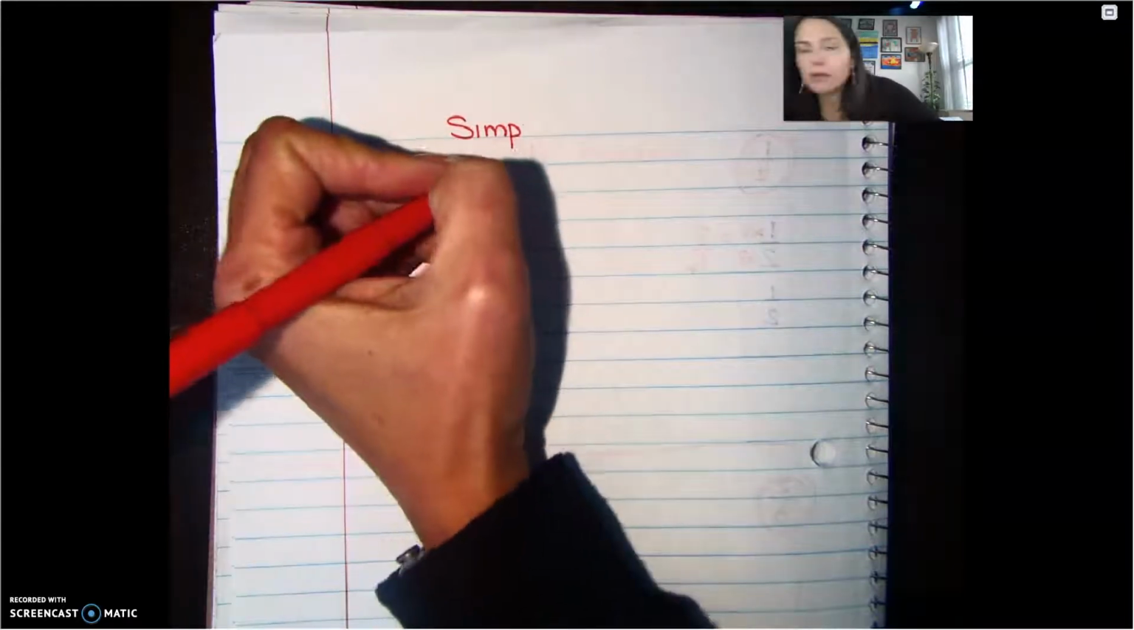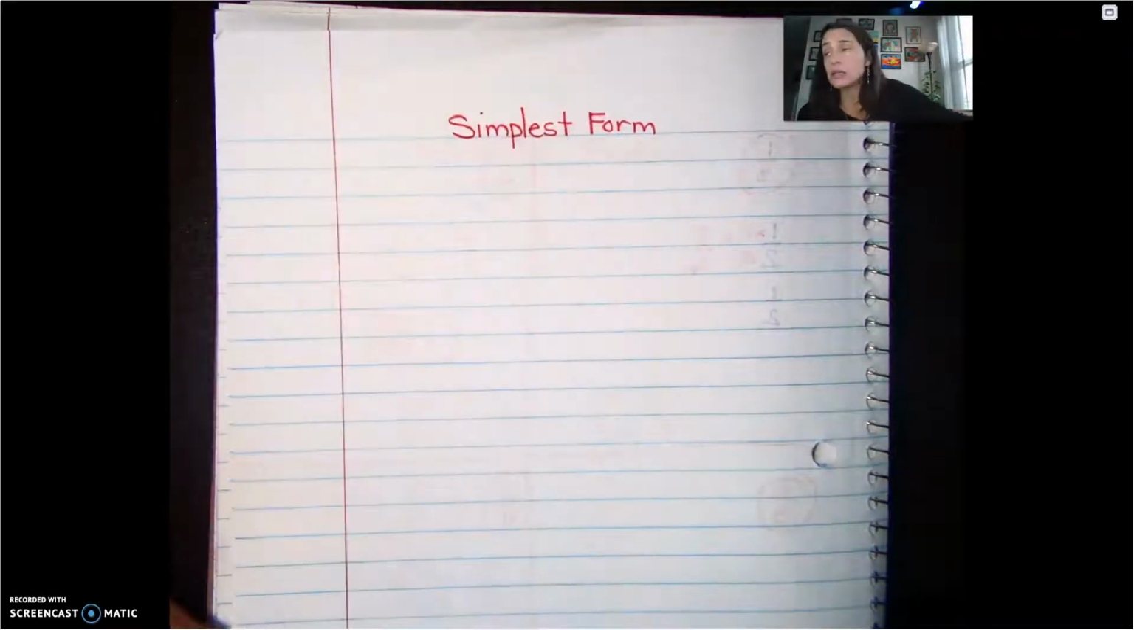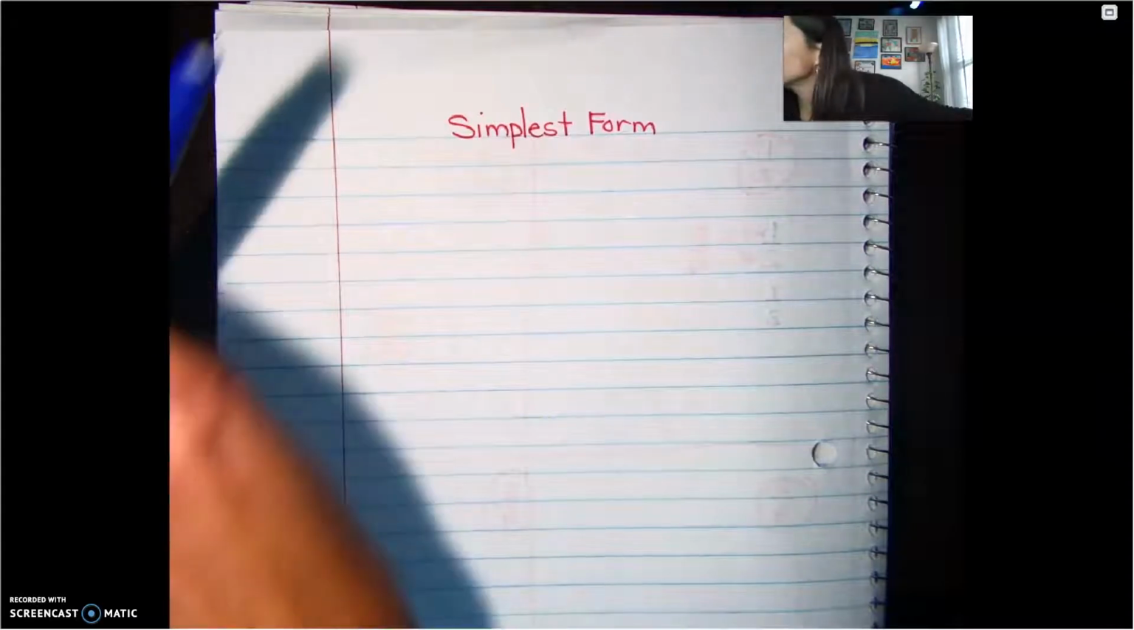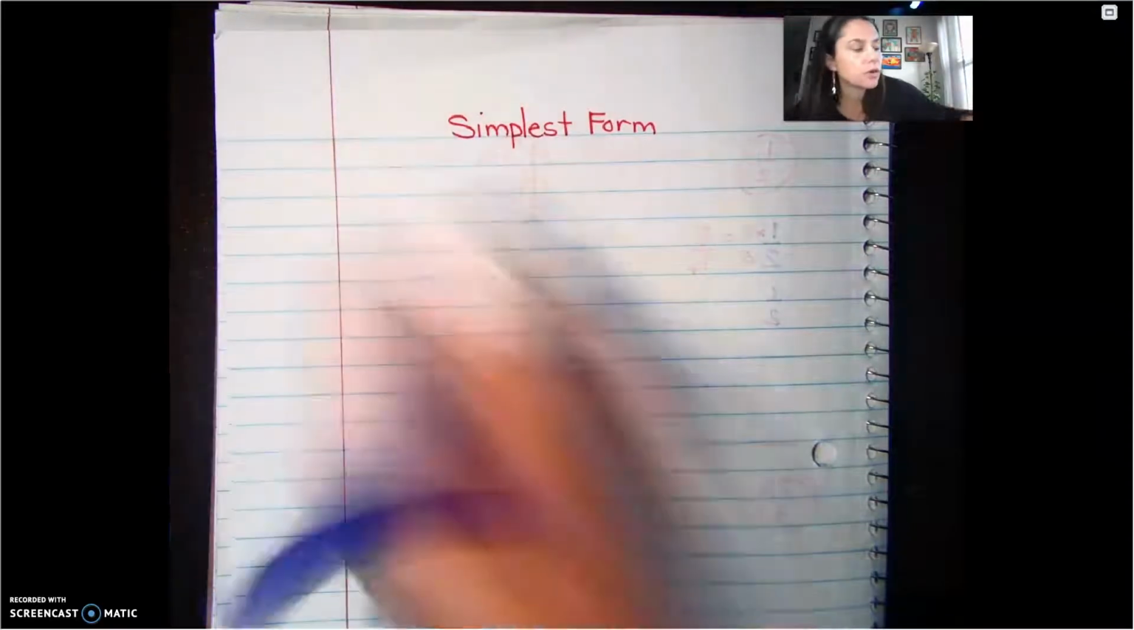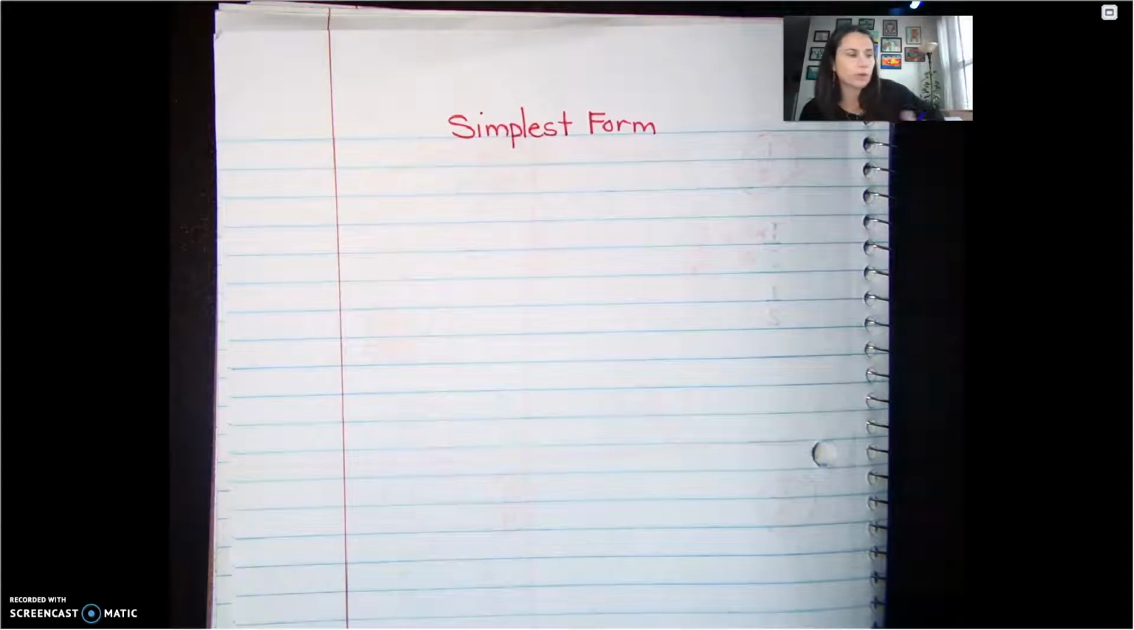Okay, so today we're still doing equivalent fractions, but we're going to be focusing on simplest terms. Let me make sure I spell it right. Simplest form. And all that means is that you want the fewest equal parts. So the fewest equal parts.